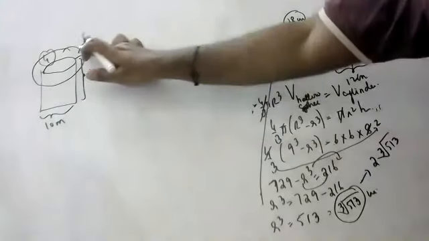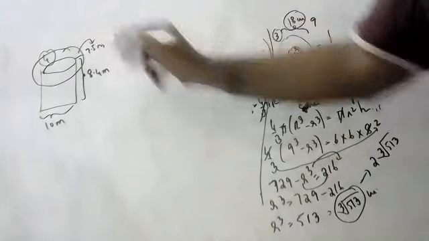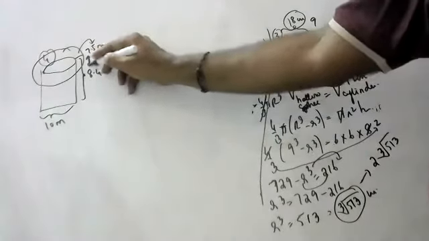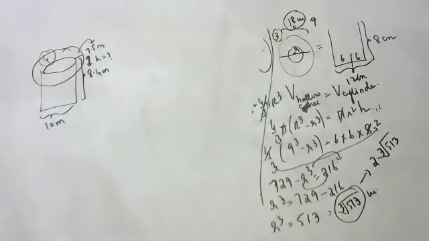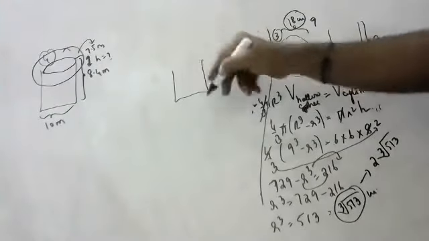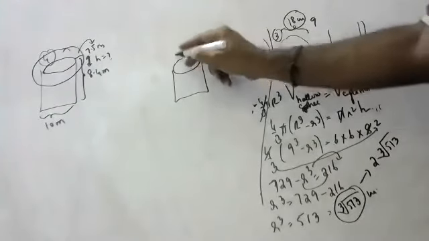No, 7.5 meters. 7.5 meters width. Find the height of the embankment. Did you understand the question? No, sir, I didn't. They have dug the well. Whatever sand is coming from the well is used in making the embankment.